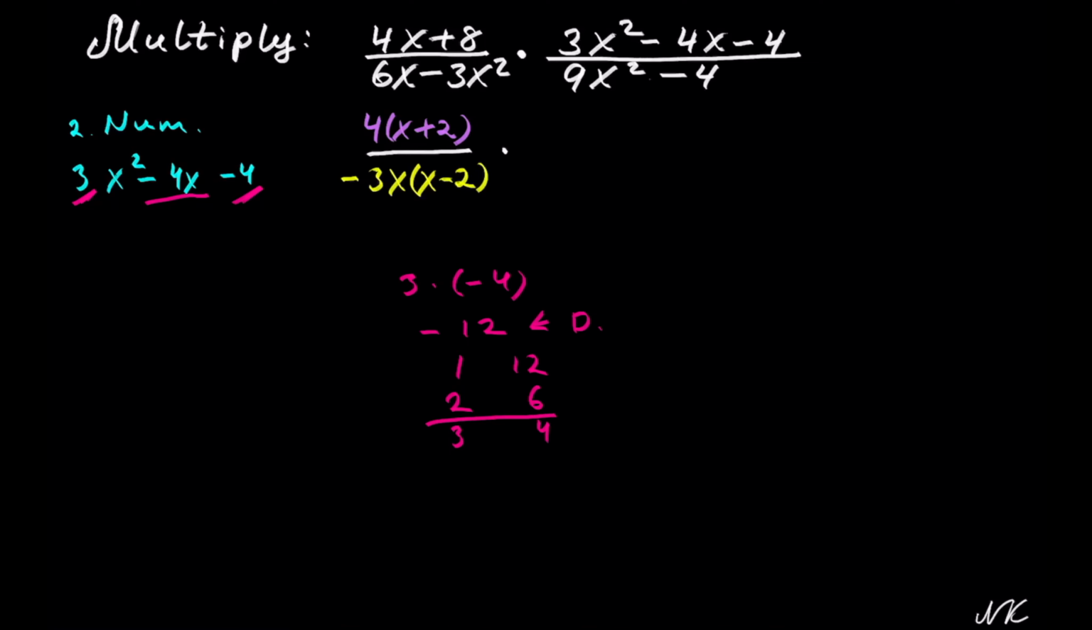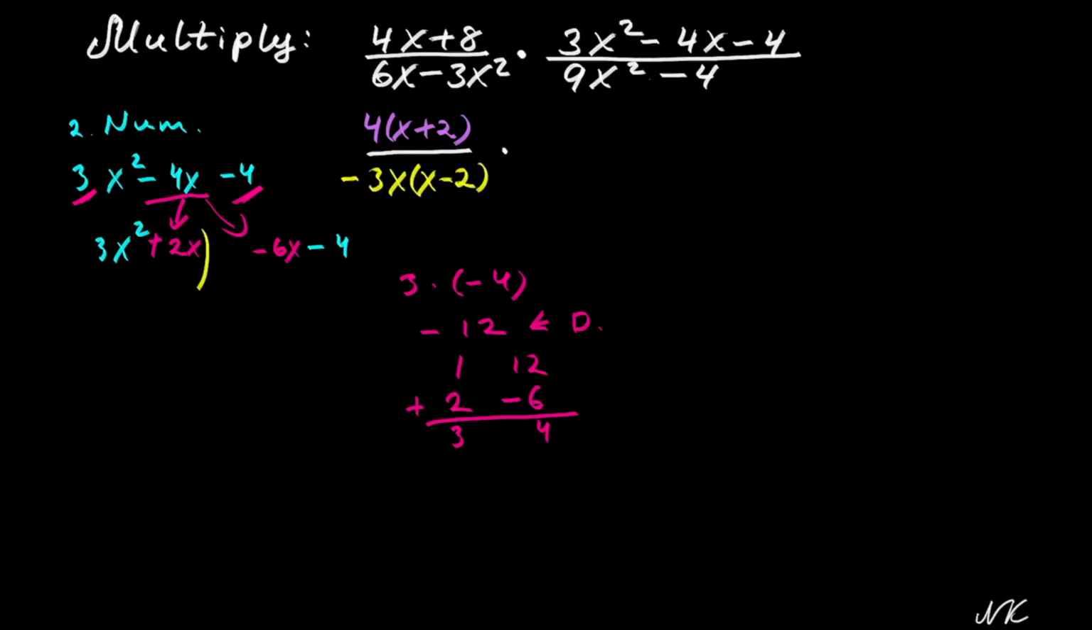So 2 and 6 has a difference of 4. We need the difference to be negative, so we need more negatives. So let's have negative 6, fewer positives, so positive 2. Now we can rewrite negative 4x as plus 2x minus 6x. We keep everything else as is, so we have 3x squared plus 2x minus 6x minus 4.